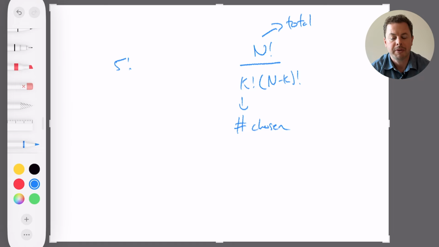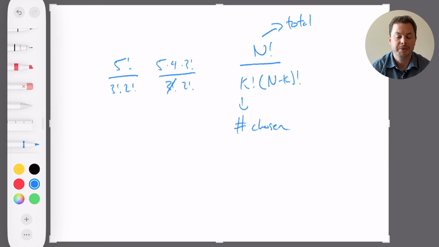There may be some problems where it's confusing and it's not stated explicitly what your k value is, but you always think to yourself, what size groups am I selecting? That's your k value. So here's 5 factorial over 3 factorial times 2 factorial, and I'm going to show you how to simplify. You cancel the largest factorial out of numerator and denominator, and you continue to cancel terms until your whole denominator is cleared out. Solve for it. That's your answer.